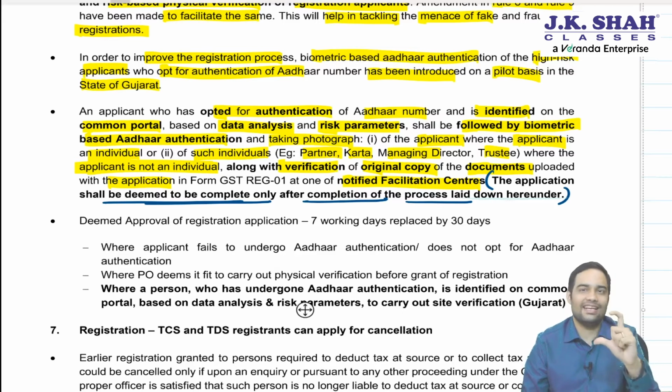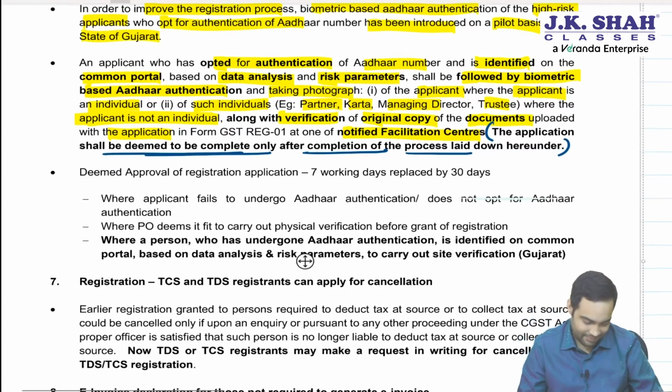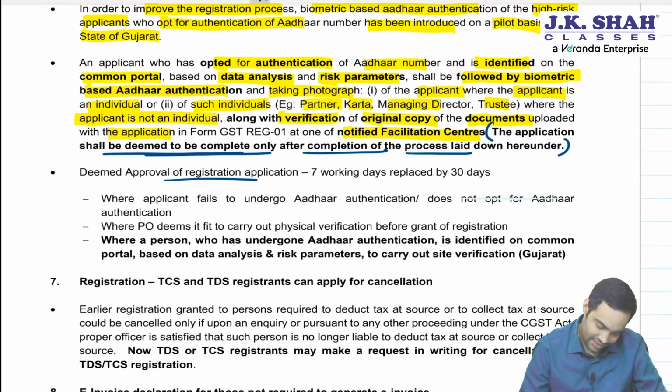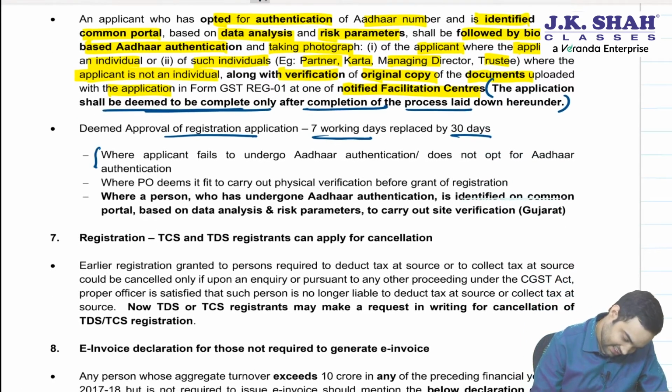Thereafter the ARN, application reference number, will be generated. From here that 30 days will be counted. Okay. Deemed approval of registration: 7 working days is replaced by 30 days. See, these 2 points were already there. This is the amendment.